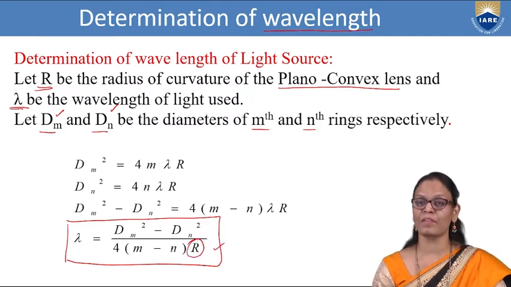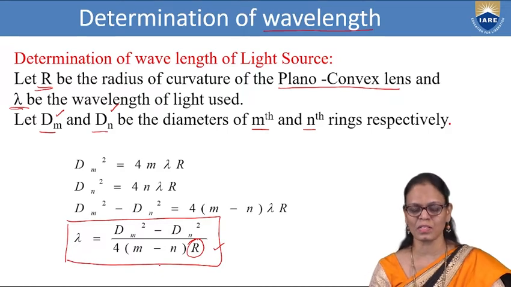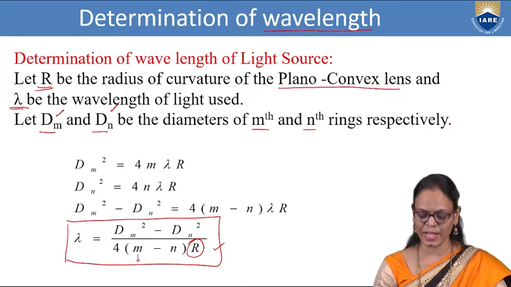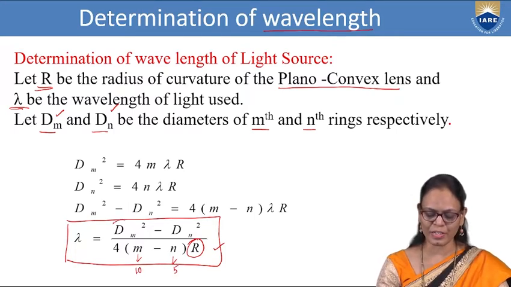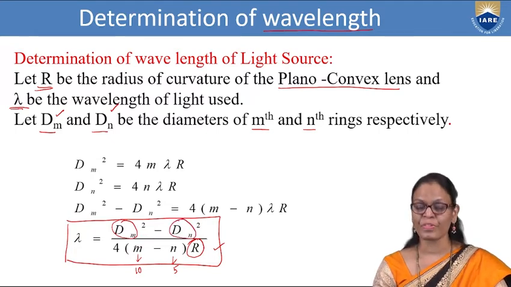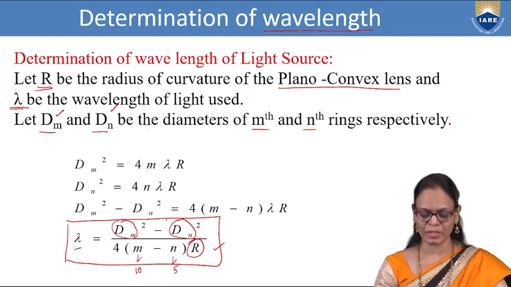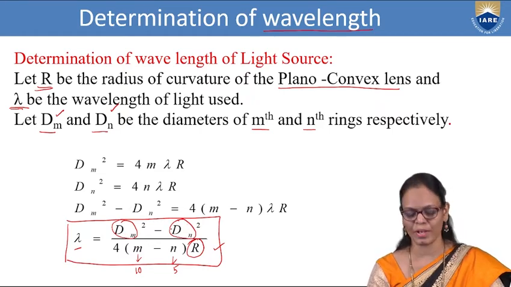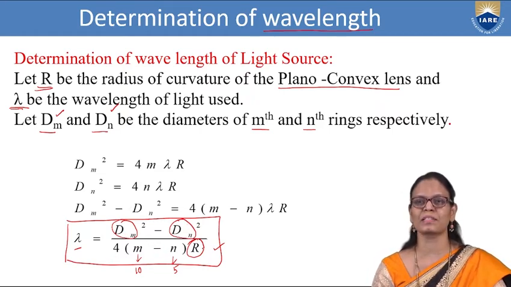R, the radius of curvature of the plano convex lens, is constant. So we know which is the mth ring we have considered, and suppose I am considering the 10th ring and the 5th ring. The diameter of the 10th ring square minus the diameter of the 5th ring square we will substitute here and we will get the value of lambda. So lambda is equal to Dm square minus Dn square upon 4 into (m minus n) into R.